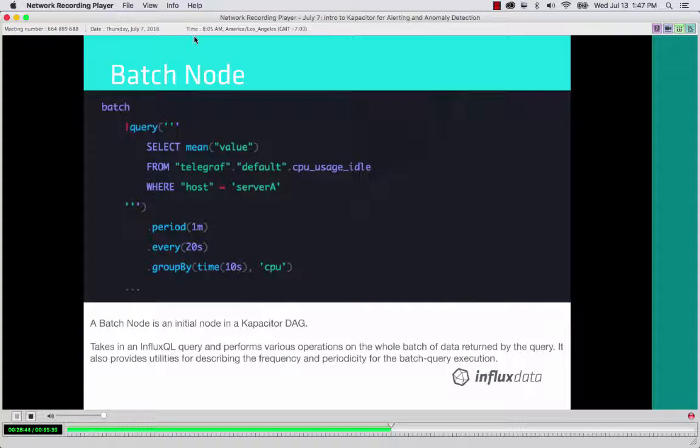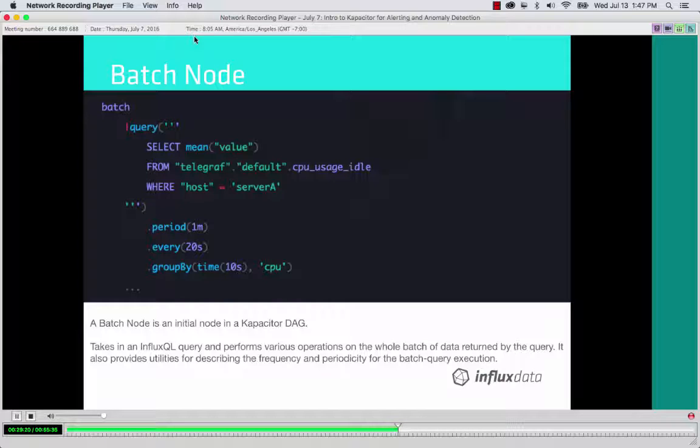And on that note, we're going to hop into a couple of the different node types and talk about them. So we've seen this one before. This is a batch node. So a batch node is an initial node in the Kapacitor DAG, so the directed acyclic graph that Kapacitor TICKscript defines. It takes in an InfluxQL query and performs operations on the whole batch of data returned by the query. And it also provides utilities for describing the frequency and periodicity of the batch query execution. There's a lot of words going on there.